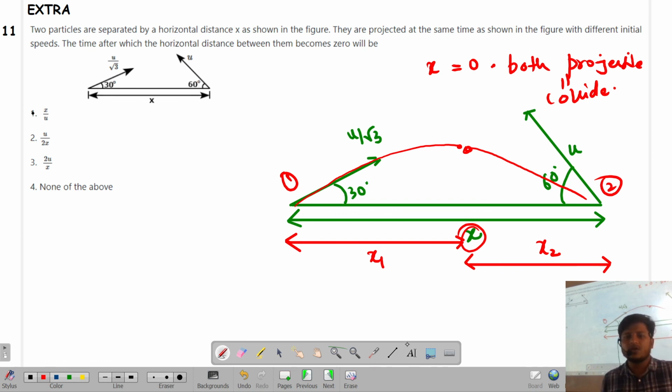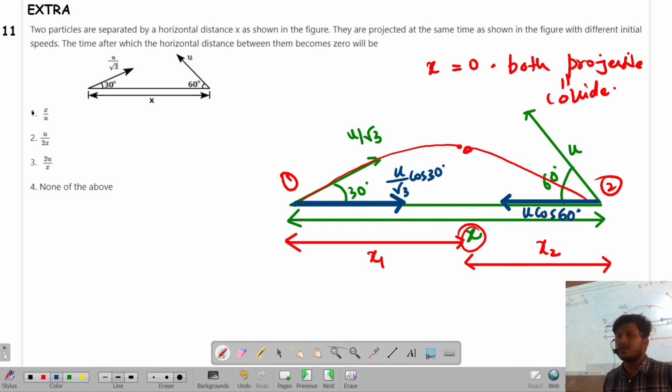Now, to calculate the horizontal distance, do you need to take the horizontal component of the velocity or not? Yes or no? So I am taking the horizontal velocity component for particle 1 and particle 2. For particle 1 it is u by root 3 cos 30 degree. For particle 2, what is the horizontal velocity component? u cos 60 degree. Yes or no?